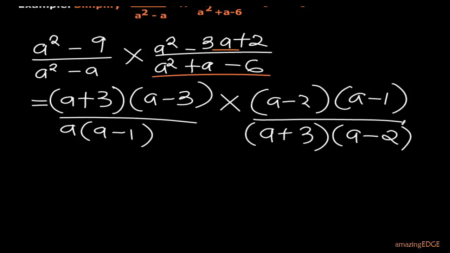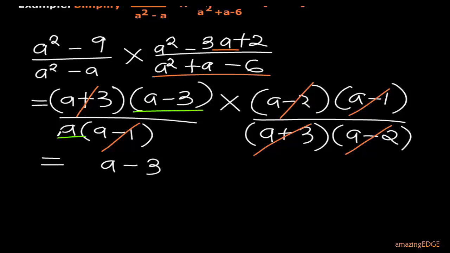So you see here now, like I said initially, a few things can cancel out. So here, a minus 2 will cancel out a minus 2 here. This a plus 3 will cancel out the a plus 3 here. Here I have a minus 1, we cancel out this a minus 1. So what do you have now? At the end of the day, what is left? You now have a minus 3. This is the only thing remaining. So you have (a minus 3) over a.